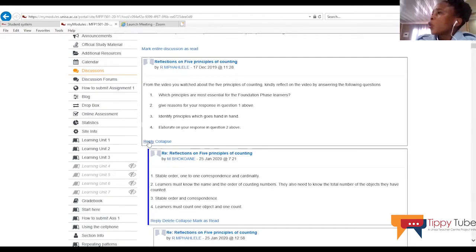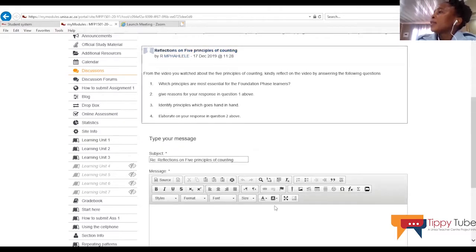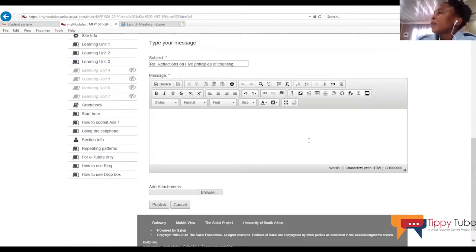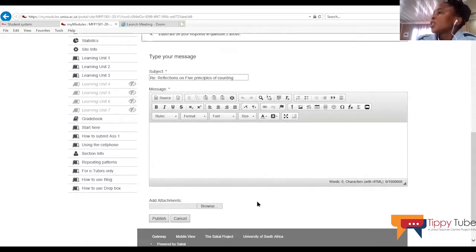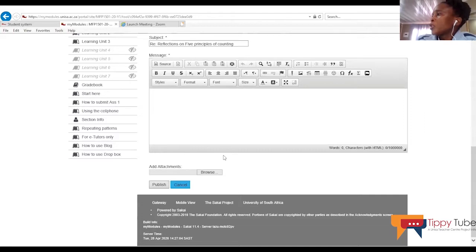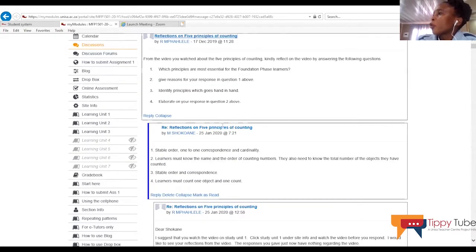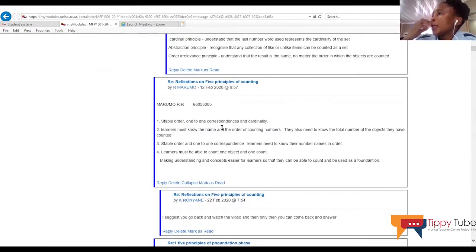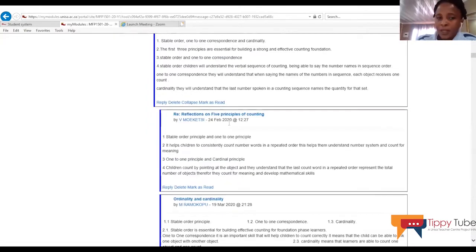For you, it's just to click on reply. And when you click on reply, you will get this space here where you can type your response. And then after typing your response, you click on publish. And then you will see that your response will appear on this. You see this chain of messages are from other students who already responded to this activity.